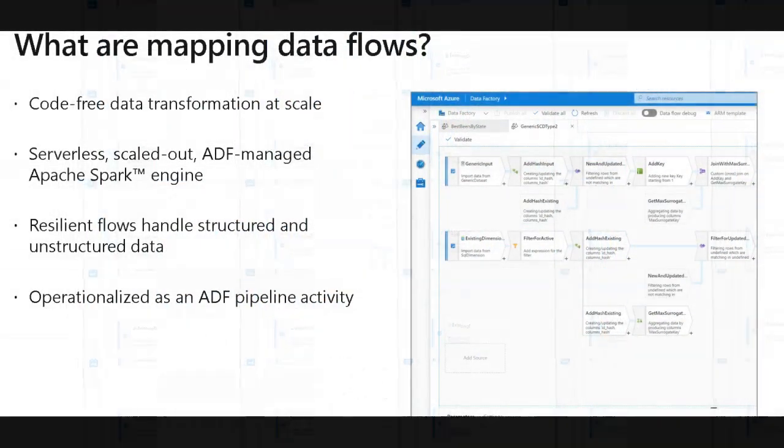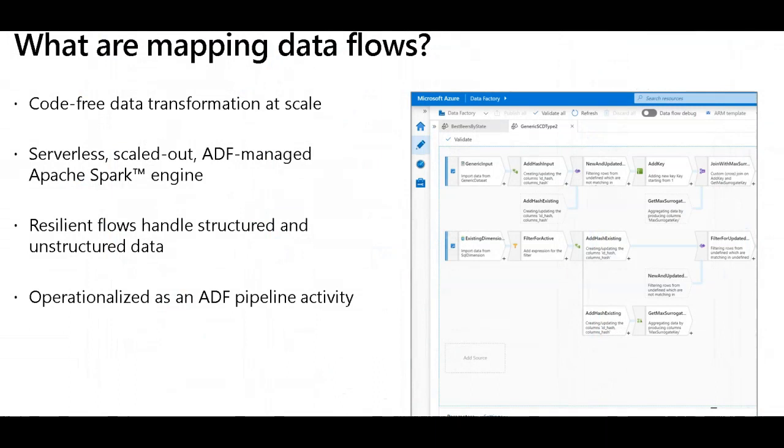Data flows are that code-free data transformation capability within Azure Data Factory. You design a graph that you see on the screen on the right-hand side in this slide. This graph is your logical intent for how you want to transform your data at scale in the cloud. Data Factory will execute that logic against Apache Spark. The details of that Spark engine and managing that environment are all handled for you from Data Factory. You just worry about the logical intent and the business processes that you want to define for your ETL in a data flow.